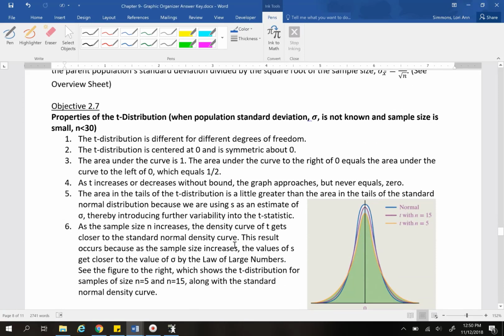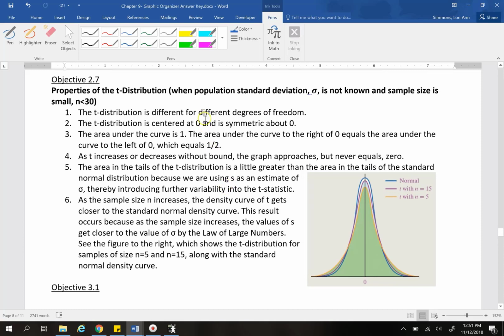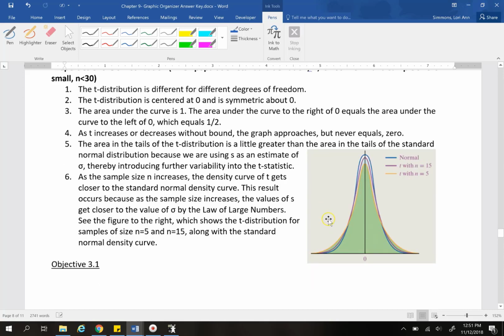We have 6 properties of the t-distribution. This is when the population standard deviation, sigma, is not known and sample size n is less than 30. The t-distribution is different for different degrees of freedom. You can visually see that here. The t-distribution is centered at 0 and is symmetric about 0, just like the normal distribution. The area under the curve is 1. The area under the curve to the right of 0 equals the area under the curve to the left of 0, which equals 1/2. So to the left and to the right is each 1/2, just like the normal distribution.